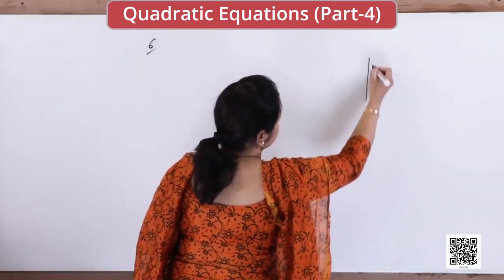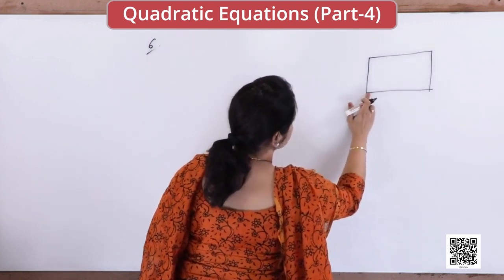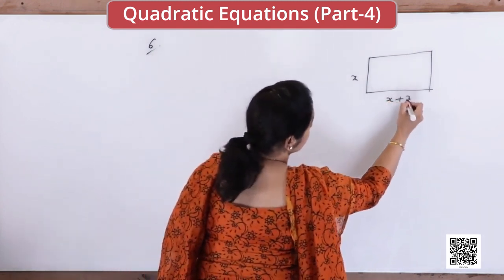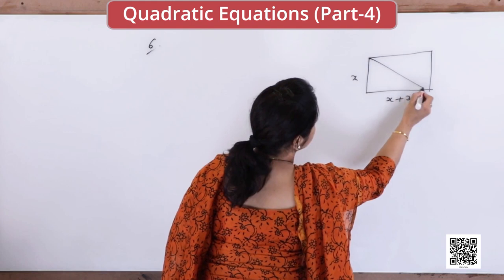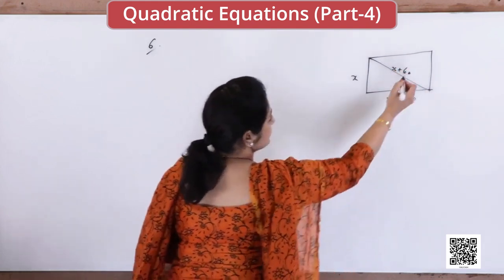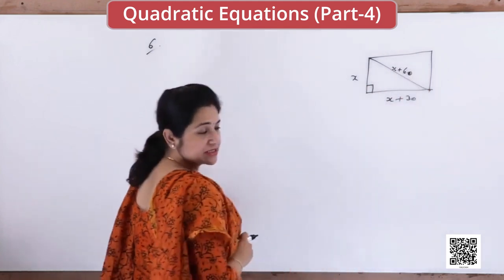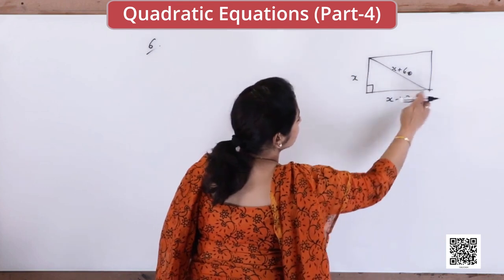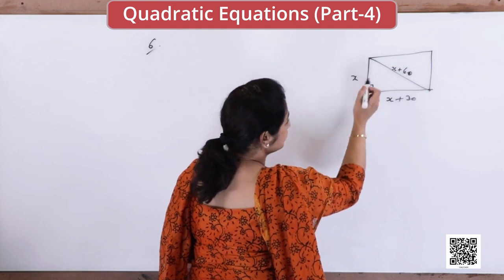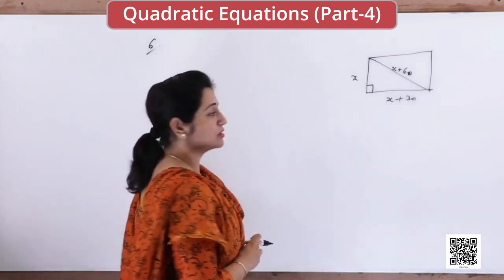So let us draw the rough diagram first. If this is the rectangle, now suppose the shorter side is x, so the longer side will be x plus 30 and the diagonal will be x plus 60. Now this is a rectangle, so we know that this angle will be 90 degrees. So it makes this triangle a right angle triangle. So here we are given the base, the altitude and the hypotenuse of the right angle triangle. So we can apply the Pythagoras theorem here.